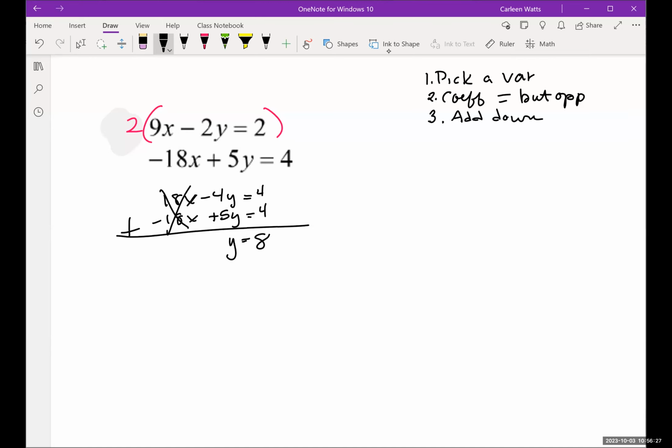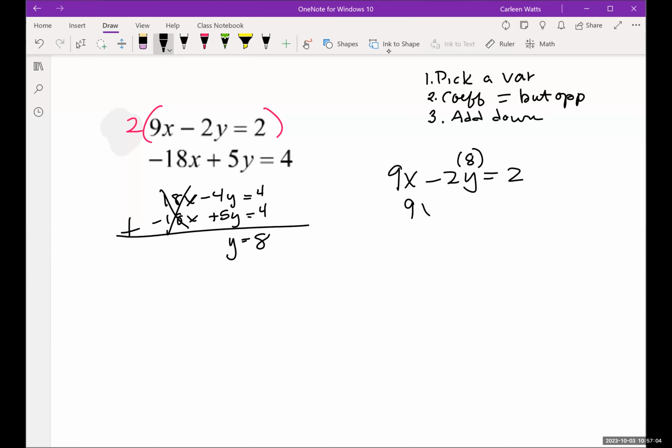Okay. So next step, plug in. I'm going to do the top one, 9x minus 2y equals 2. You're picking the one that looks like it has the simplest arithmetic to solve for y. Neither one does, but okay. So y is 8. There's another place where it's easy to make an arithmetic error, because you always think you solve for x first. We solved for y first.